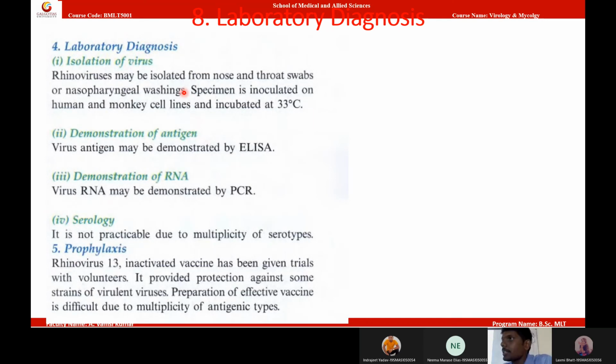Then prophylaxis. No prophylaxis because of the presence of more serotypes. That's it. Then treatment will be cetirizine usually. Cetirizine is an antihistamine. In common cold, we will give cetirizine, right? What cetirizine will do is, it will inhibit the histamine activity.